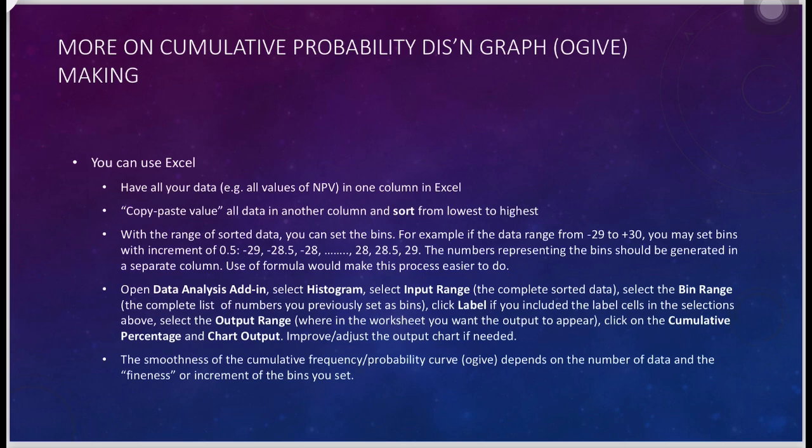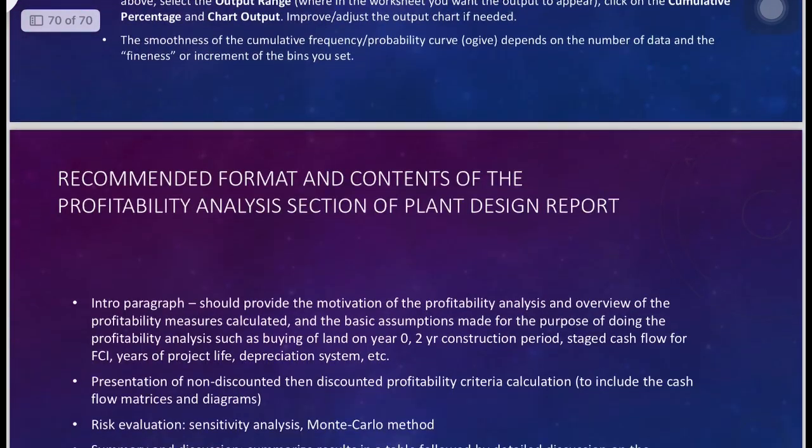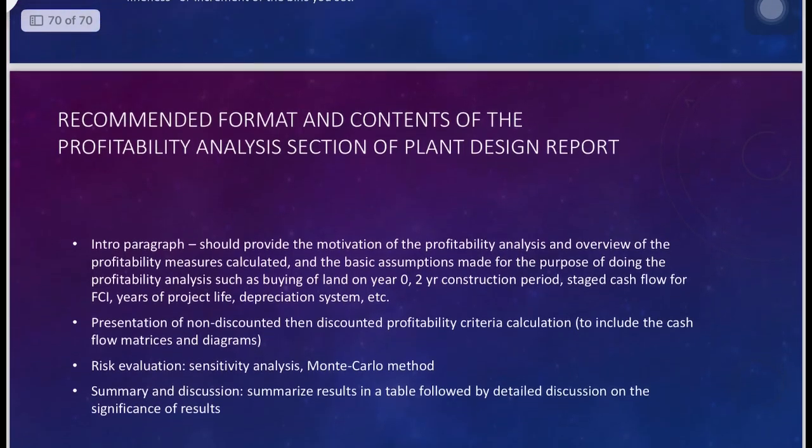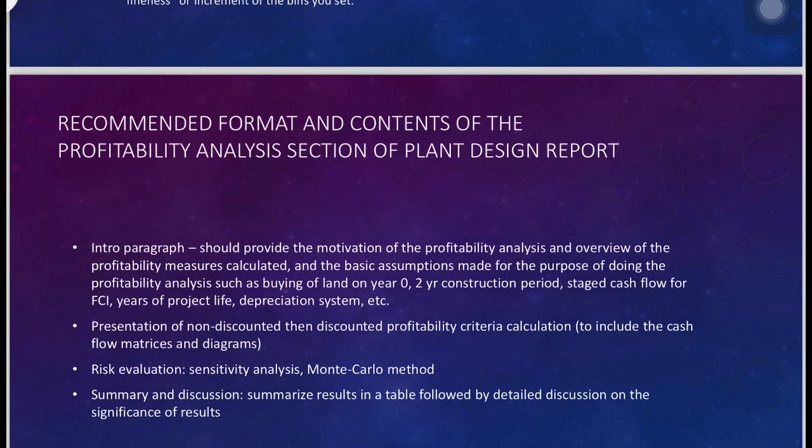So here, you can still use Excel. So have all your data in one column in Excel and copy paste values all the data in another column and sort from the lowest to highest. So you follow the following steps here, and then you will be able to make your OGIVE in Excel. Okay, so that is our last discussion.